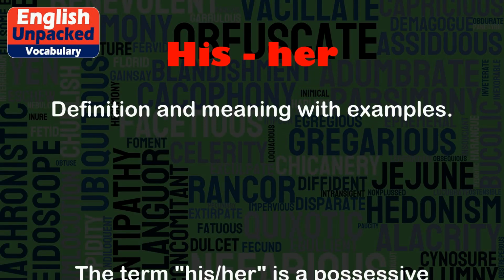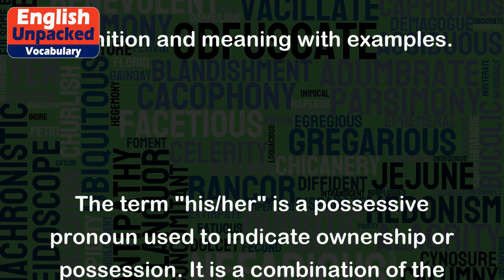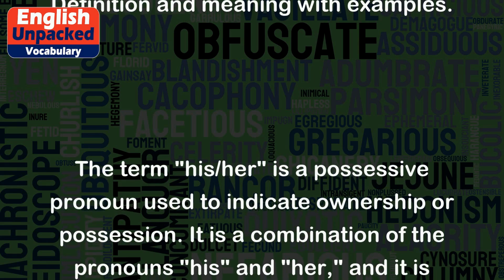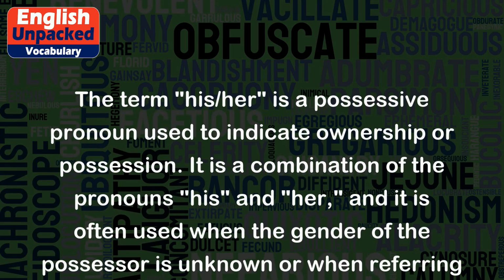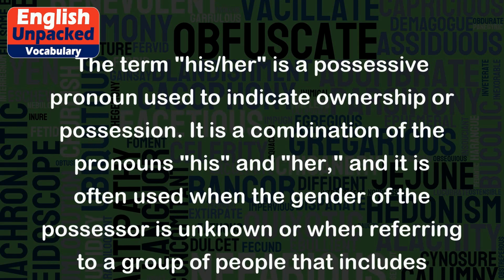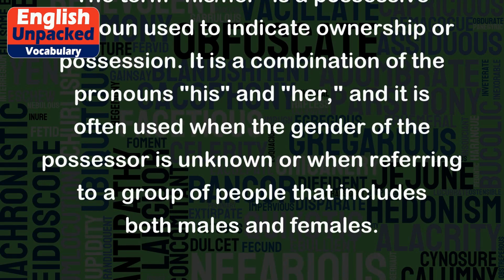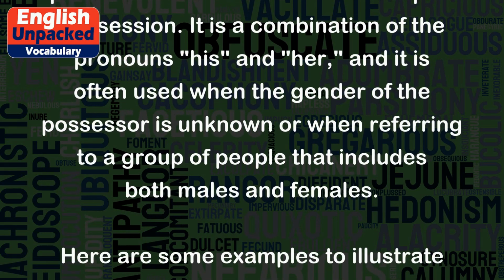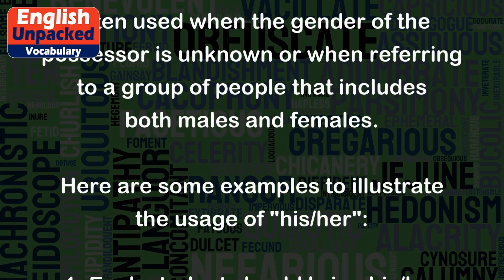his, her. The term his, her is a possessive pronoun used to indicate ownership or possession. It is a combination of the pronouns his and her, and it is often used when the gender of the possessor is unknown or when referring to a group of people that includes both males and females.